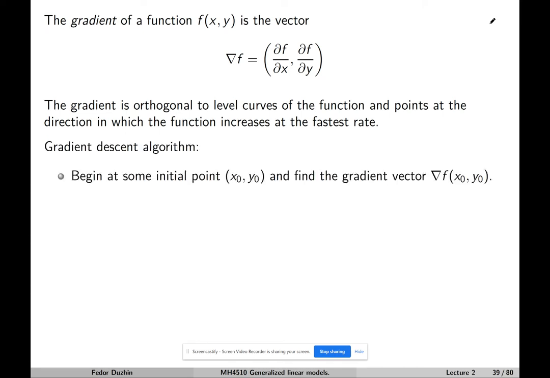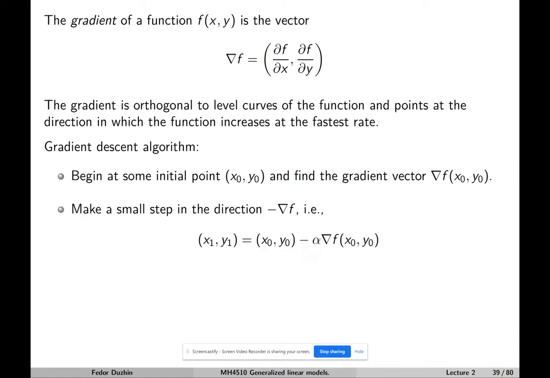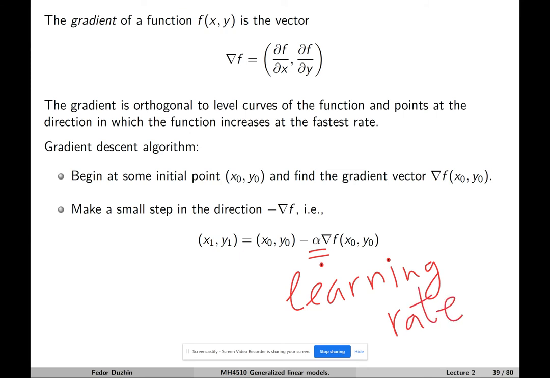And the gradient descent algorithm works like this. We begin at some initial point, right? Like, I don't know, here. We find the gradient vector. Let's say this is our gradient, and we make a small step in the direction of this gradient vector. Then we calculate the gradient again. At this point, it's probably going to point in a different direction. So we make a small step in that direction, and so on and so forth, right? This number alpha here governs the size of our steps. It's called a learning rate. In the deep learning literature, you will always see this learning rate.